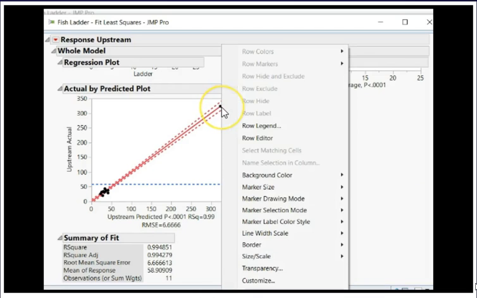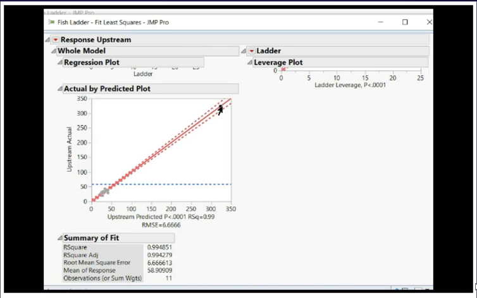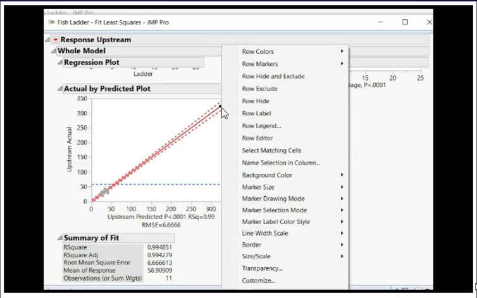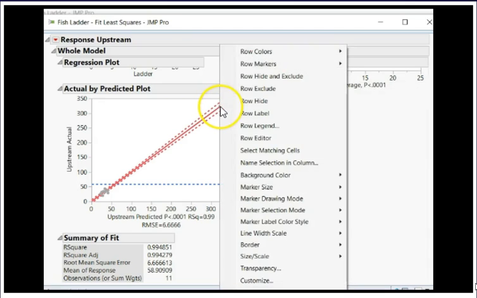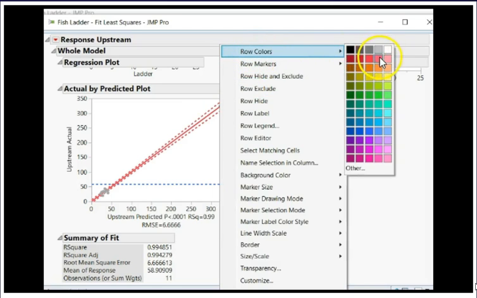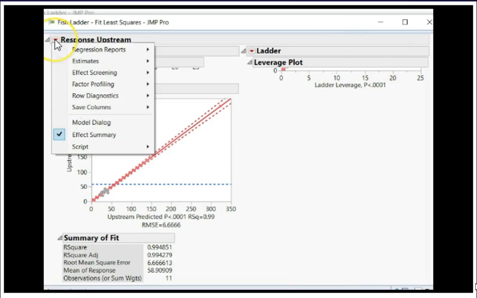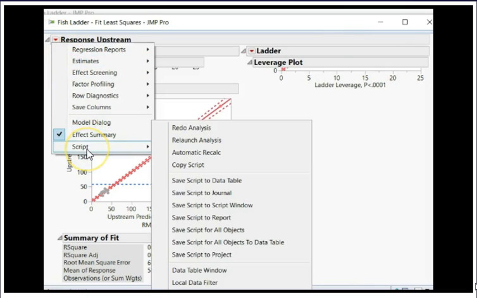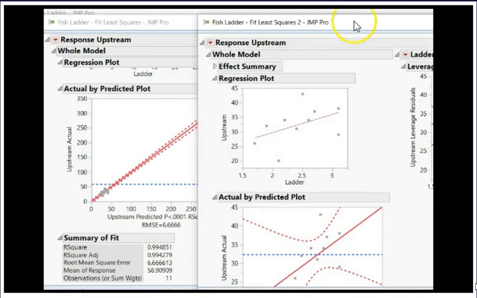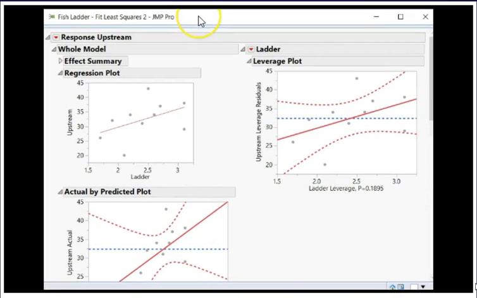Because JMP is so easy, I can right-click on this, and if I highlight this point, I should be able to exclude it. And just so we know that we've excluded it, let's also color it so that we can see it, but maybe it's not in there anymore. And then I can come up to the magic red triangle, and I can ask to rerun this script, right? Redo the analysis. And so it now opens up the exact same information that we have open in our regression model, but this time without that one observation.